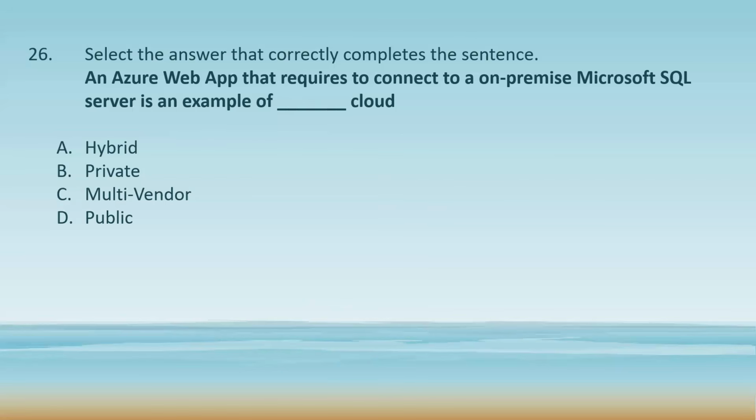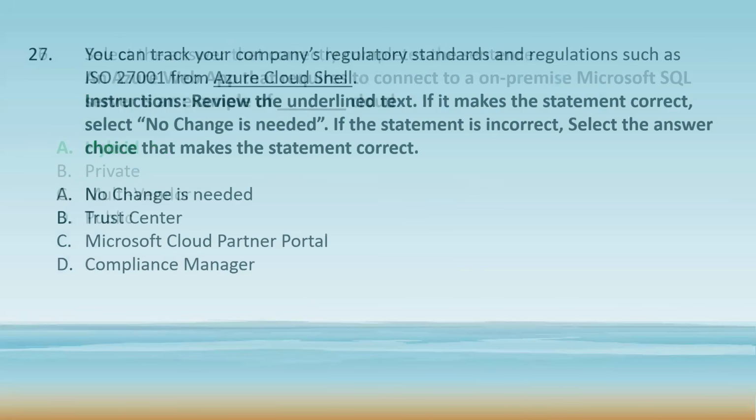Multi-vendor is the combination of multiple public cloud vendors like Azure, AWS, GCP, and so on. Now, in this case, an Azure web app, which is an Azure public cloud service, requires to connect to an on-premise SQL Server, which is a private cloud. So the combination becomes a hybrid cloud. So the right answer is option A, hybrid. Moving on to the next question.